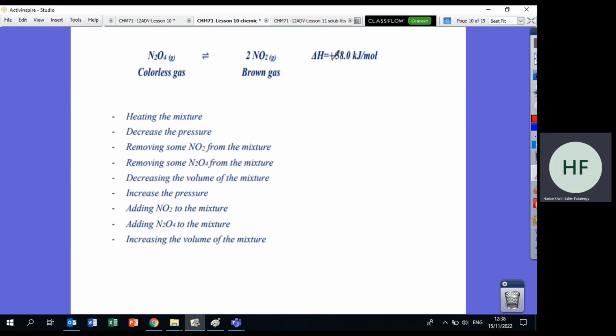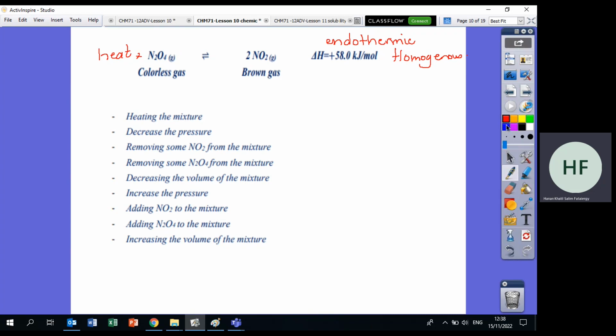طبعا delta H is positive, this means the reaction is endothermic. And when the reaction is endothermic, do we write the heat in the reactants or in the products? طبعا in the reactants, so heat will be here. Okay, is this reaction homogeneous or heterogeneous? طبعا homogeneous because all of them are gases. طيب في حدا لازم يتكنسل in this reaction solid أو liquid؟ لا طبعا because only we have gases. يلا pause the video, answer and then check your answers with what I'm going to write.